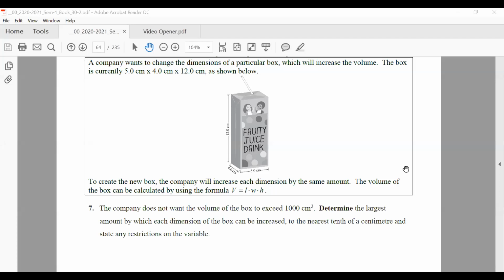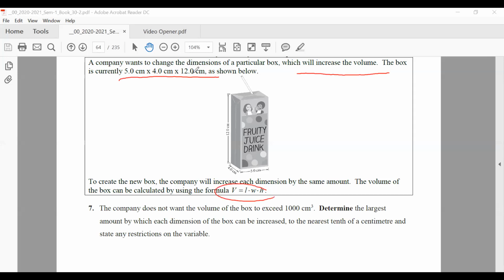Okay, you've had a chance to read this question. This one always cracks me up. I don't know why the drawing makes me laugh so much, but it does. So you're drinking your fruity juice drink like you're in elementary school. And it says this company is going to increase the volume of the box. And currently, here are the dimensions.